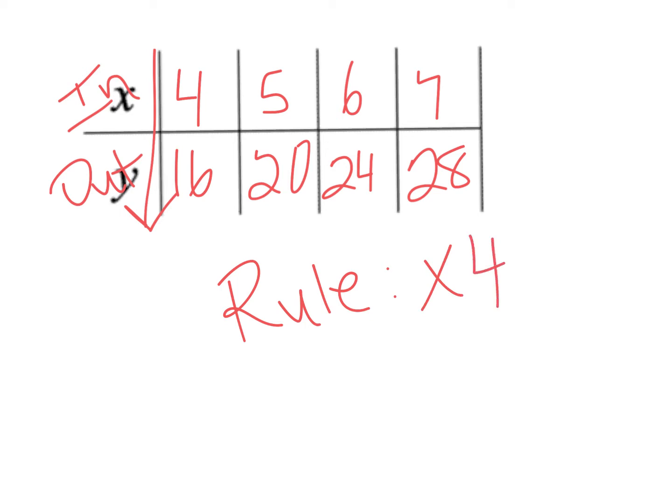You're taking your input, which in this case could be anything from 4, 5, 6, or 7, and timesing it by 4 to get your output. So as far as an equation for this one, this is going to look a little bit different. This one's going to look something like this. We're going to say y is equal to 4x.